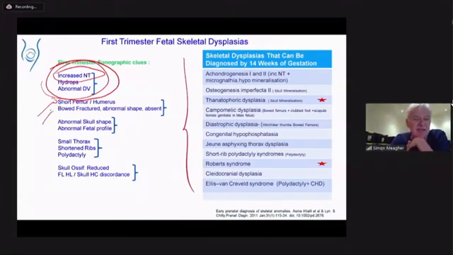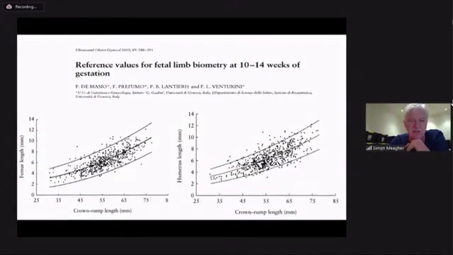And you can see some bowing or fracture in the first trimester, but these are less often picked up than these other markers which have been described for the second trimester. If you want a chart for biometry in the first trimester of pregnancy, this is probably the one that I would use. Other charts more recently have been described. This is one of the first charts looking at 10 to 14 weeks for both femur and humerus.